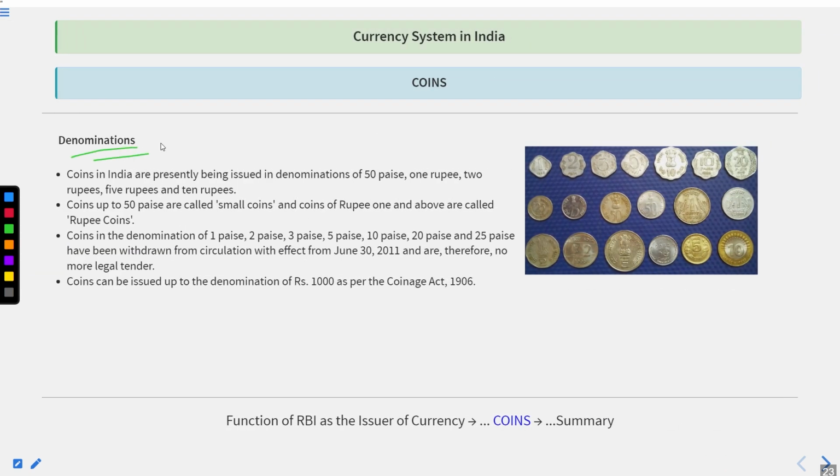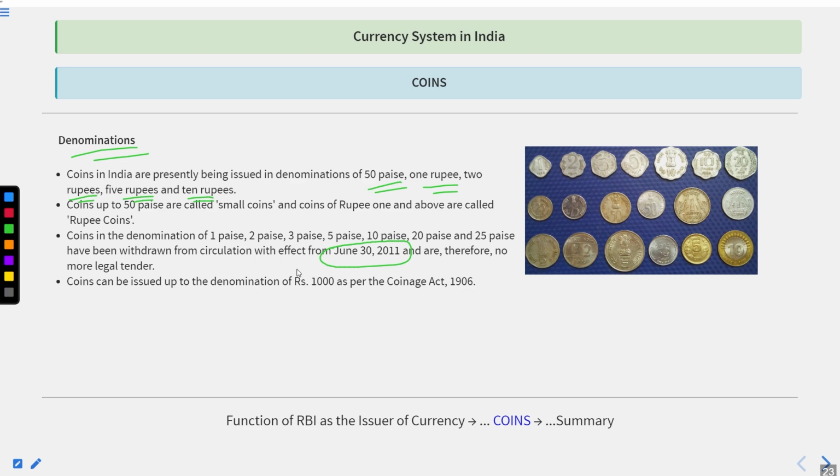Denomination. Coins in India presently being issued in the denomination of 50 paise, 1 rupee, 2 rupees, 5 rupees, and 10 rupees. Coins up to 50 paise are called small coins, and coins of rupee 1 and above are called rupee coins. Coins in the denomination of 1 paise, 2 paise, 3 paise, 5 paise, 10 paise, 20 paise, and 25 paise have been withdrawn from circulation with effect from 30 June 2011 and are therefore no more legal tender. Coins could be issued up to the denomination of rupees 1000 as per the Coinage Act 1906.